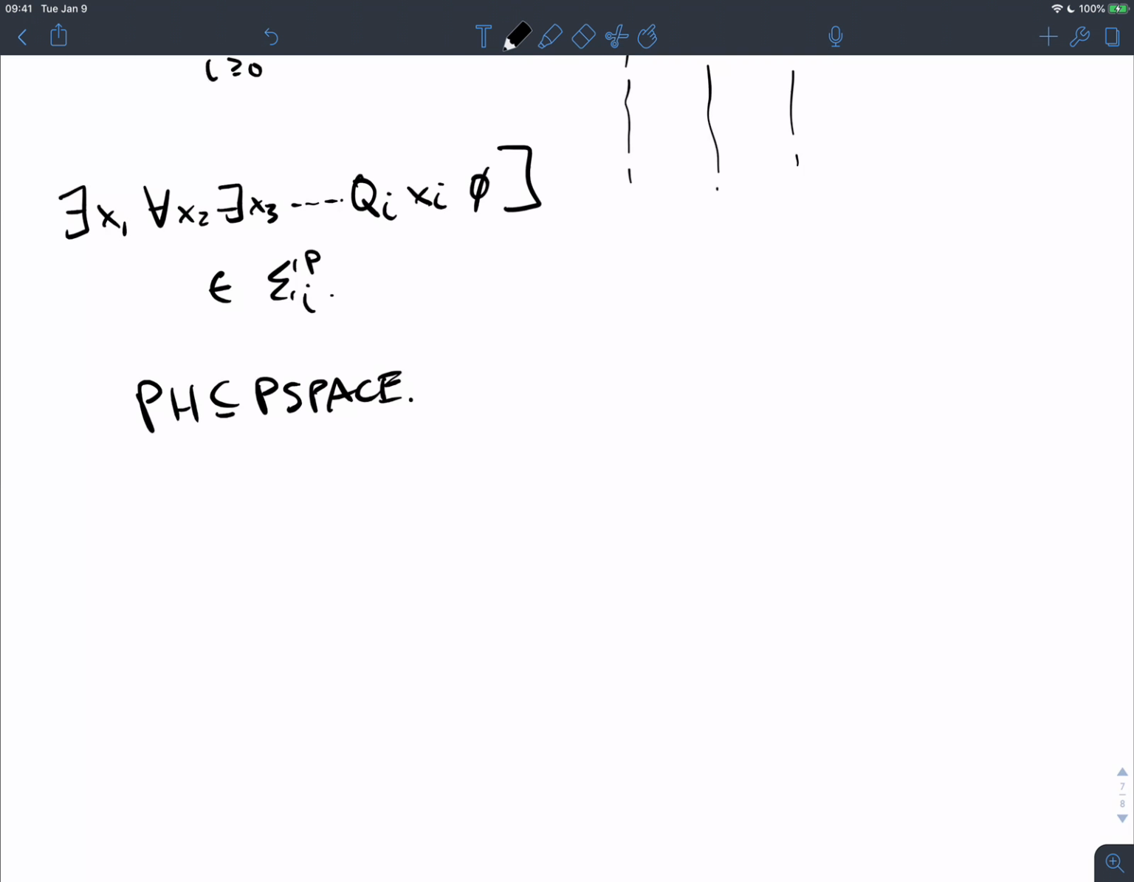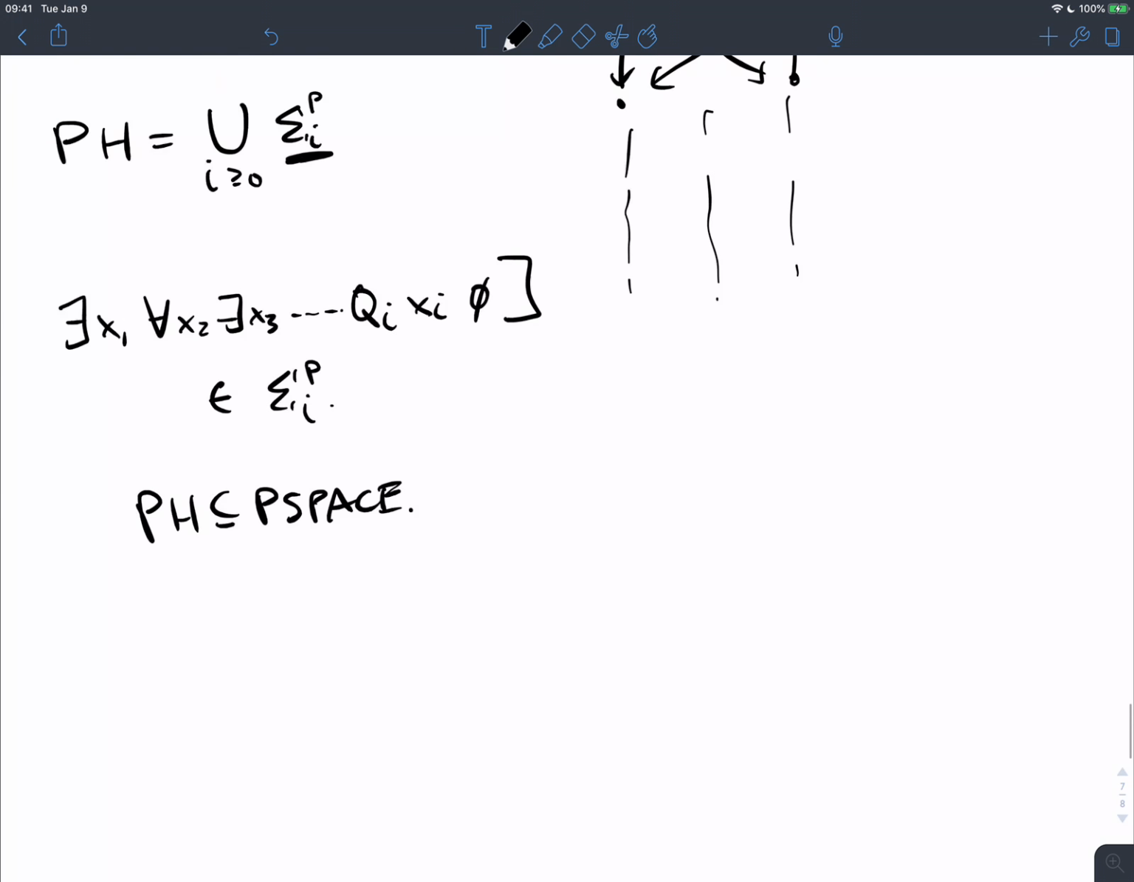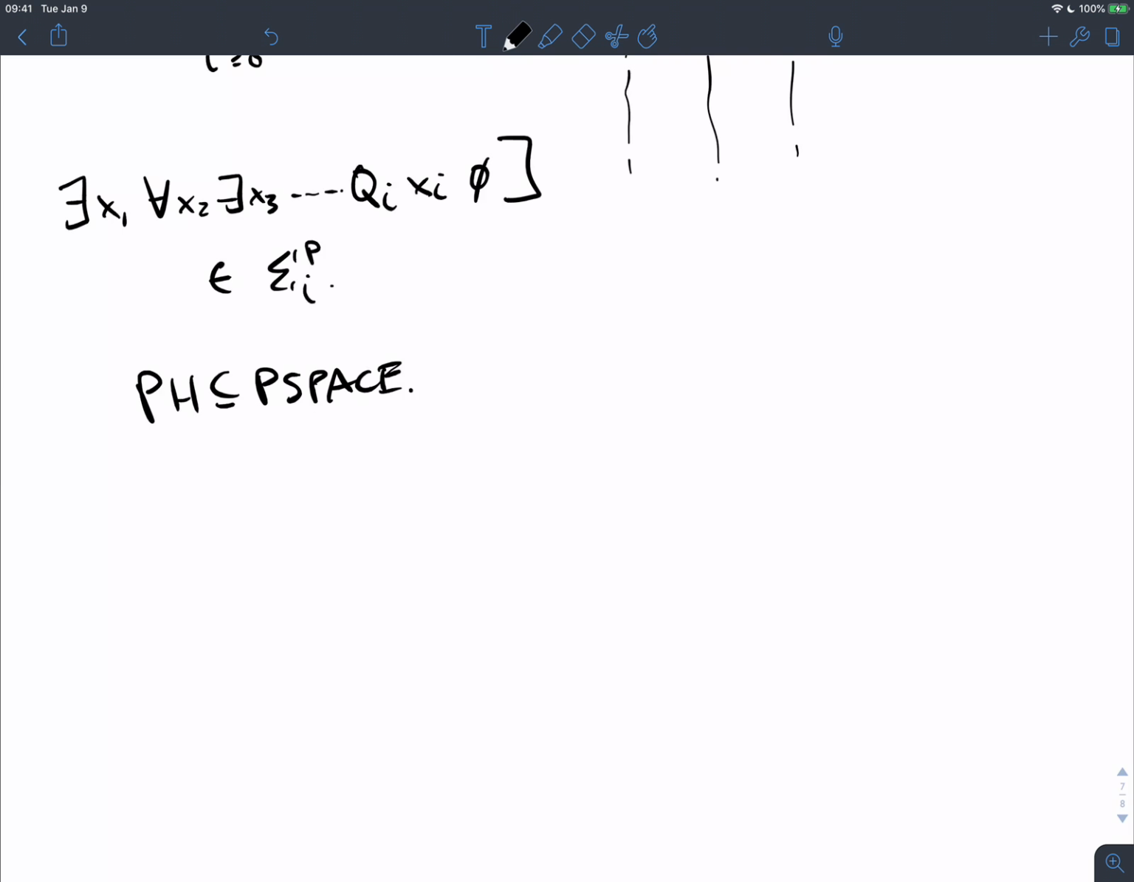We showed that TQBF is PSPACE-complete. You may wonder, does PH have a complete problem? Or does Sigma_i^p for some value of i have a complete problem too? It's actually unlikely. We don't know whether that's true, but it seems unlikely. So what is the quick theorem we'll prove? It's actually very, very simple to prove.